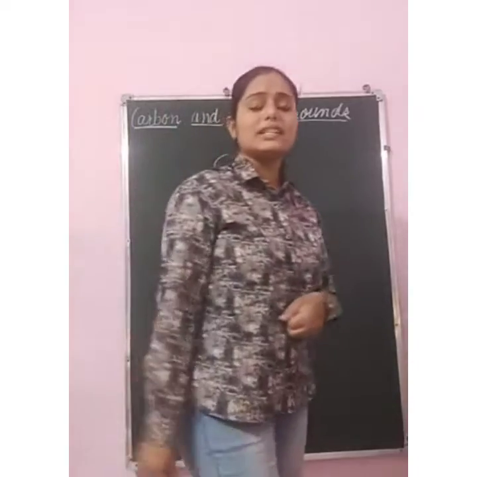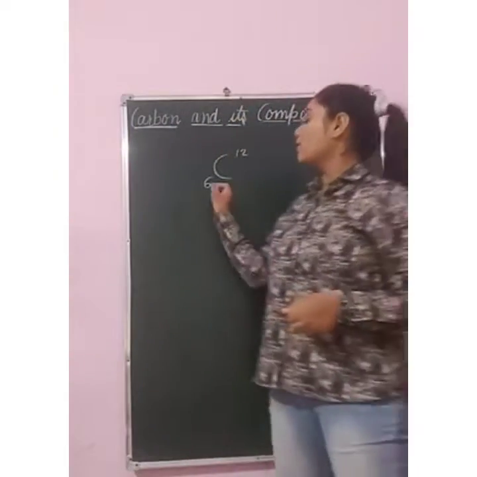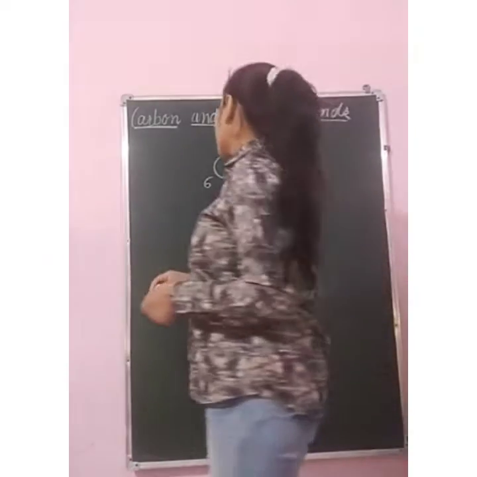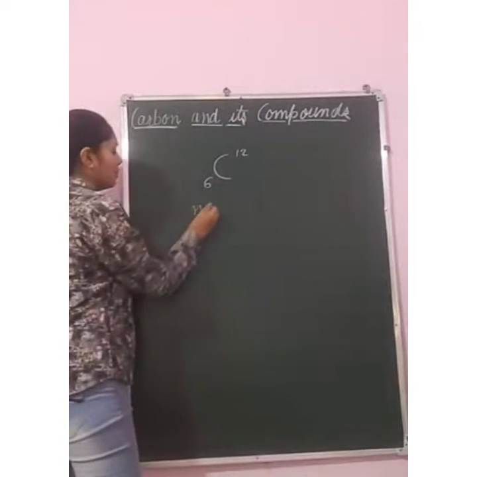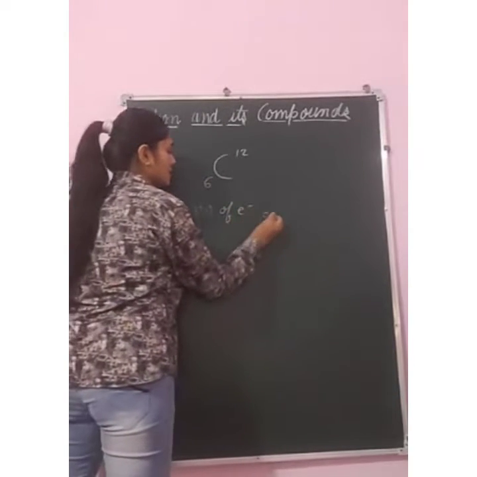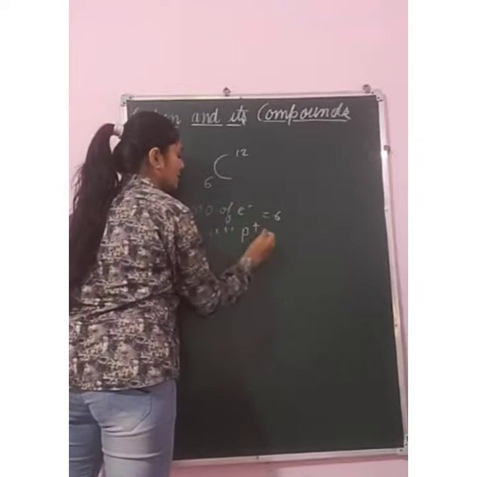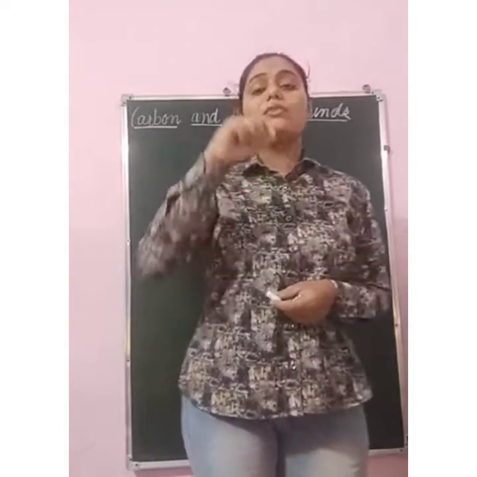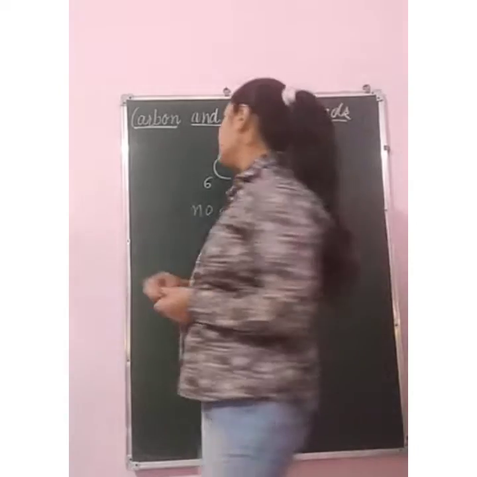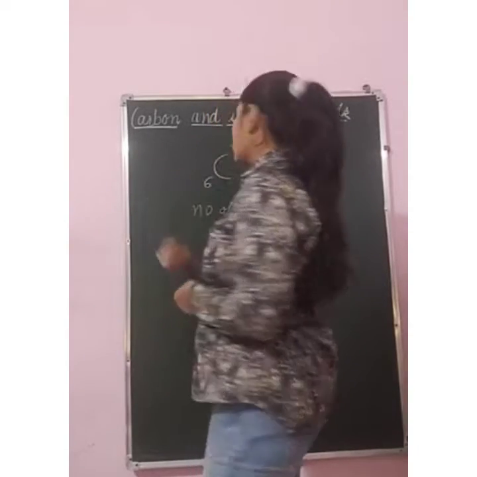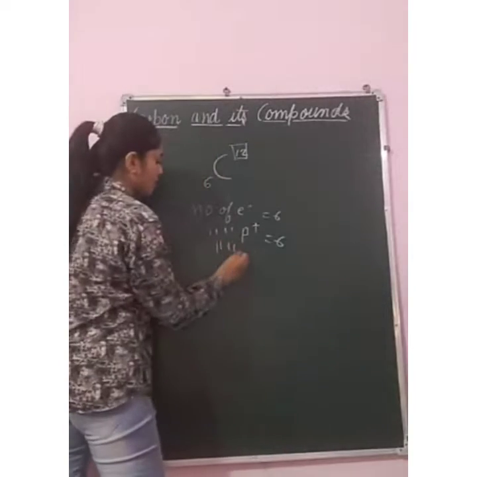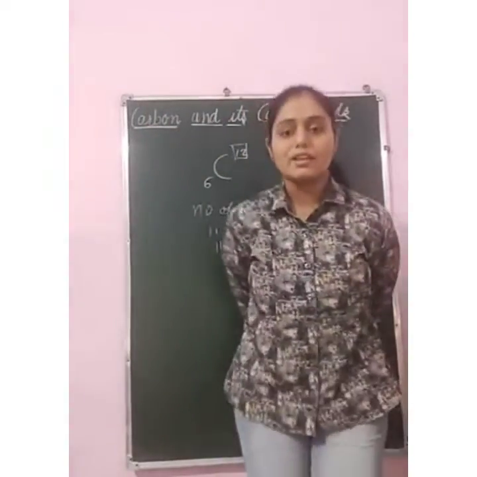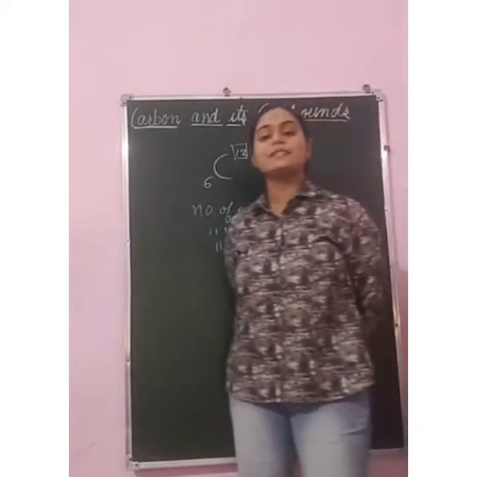Now, we have studied in the 9th standard that the atomic number is equal to the number of electrons and the number of protons. So from here we can say that the number of electrons in carbon is 6, and protons is 6. And as we know that mass number is equal to number of protons plus number of neutrons, and the mass number is 12, from here we can say that the number of neutrons is also 6.